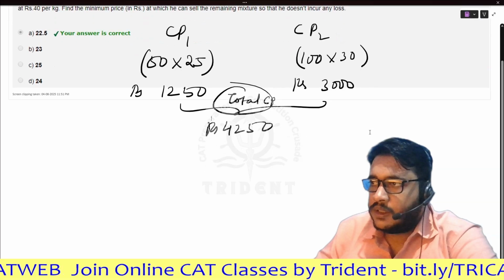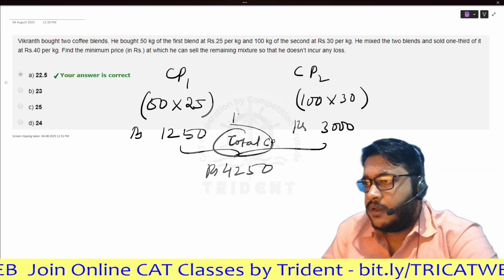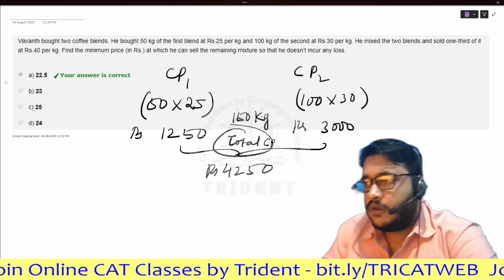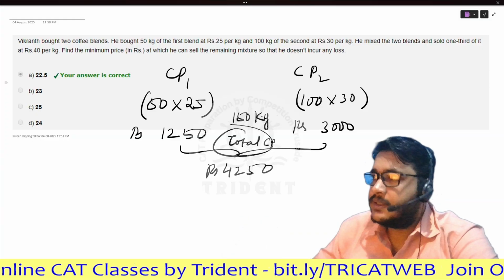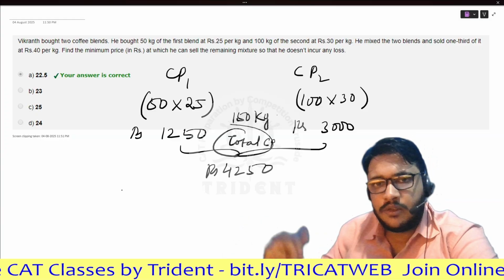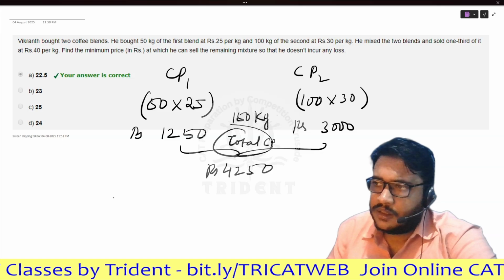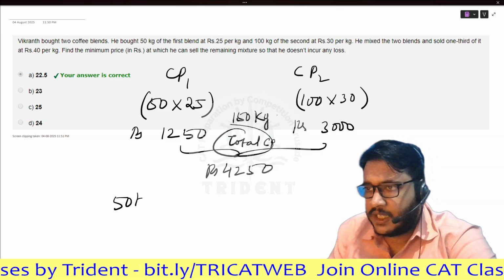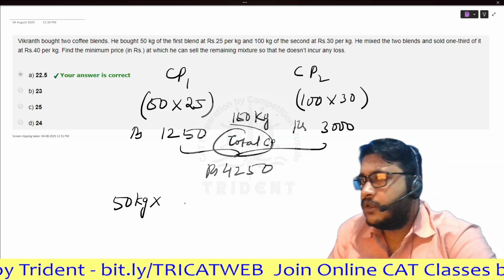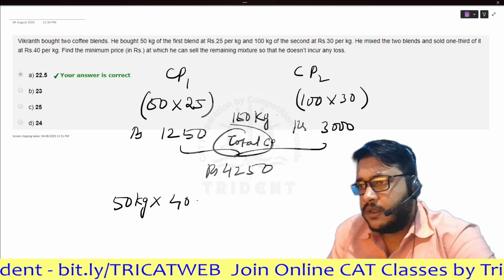Now please understand, he has 150 kg worth of product, and he is selling one third of it. That means one third of 150 is 50 he is selling. Okay, so 50 kg he is selling at the rate of 40 rupees per kg.